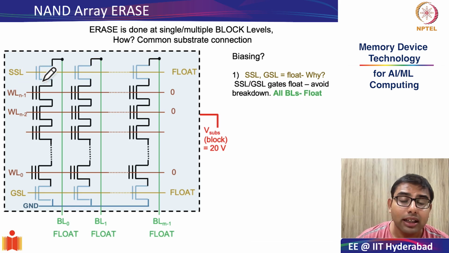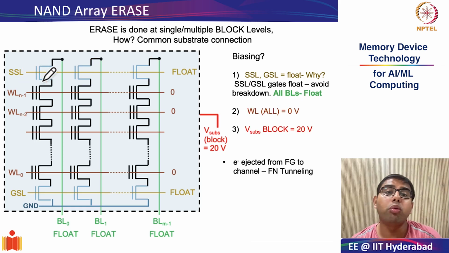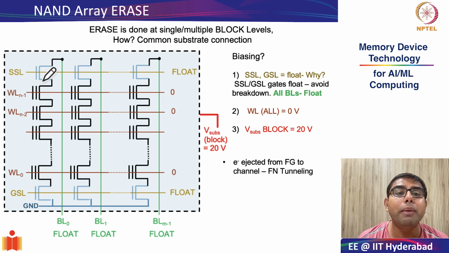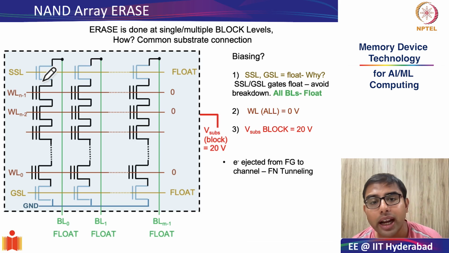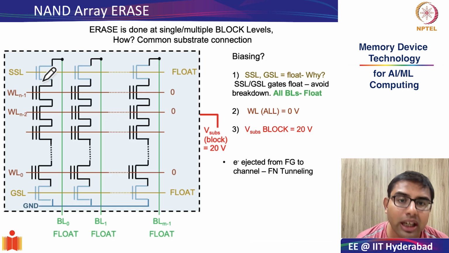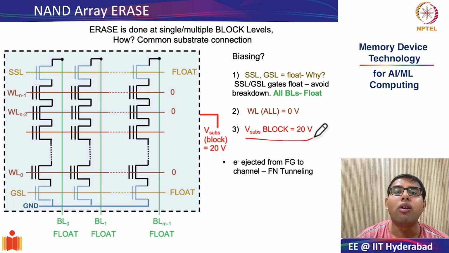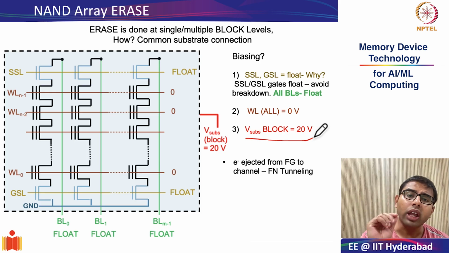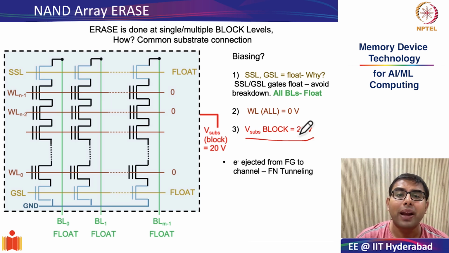Okay, having said that, let's now look at what will be the biasing condition at the word lines. As we know, all the word lines will be biased at zero, because when you do the erase operation, all the transistors in a particular block are erased. So all the word lines, or all the pages, which are connected to individual word lines, are biased to 0 volts. And finally, the substrate voltage of that particular block, sometimes done for multiple blocks also, is asserted to plus 20 volts.